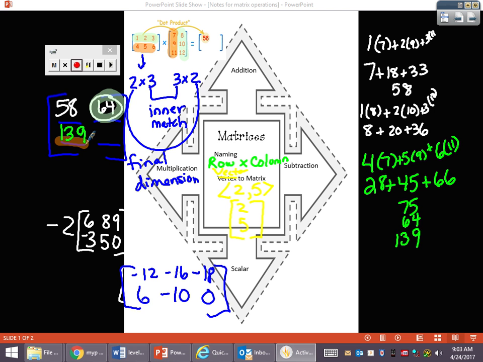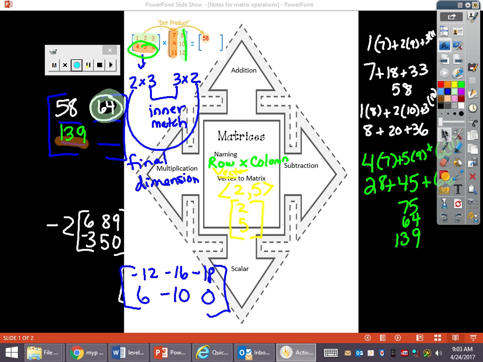139. Now I'm going to come back and do this times this. This row times this column. Try that now. Okay, who's got an answer for me? What'd you come up with as a total? 154. Do I have a second? Second. Do I have a third? I got 154. Excellent. Good job.